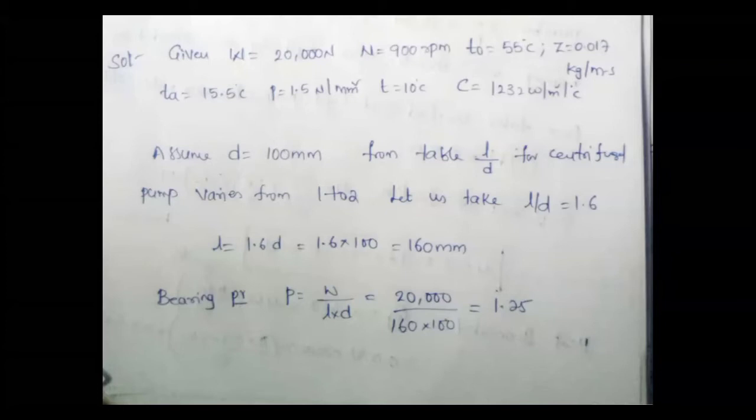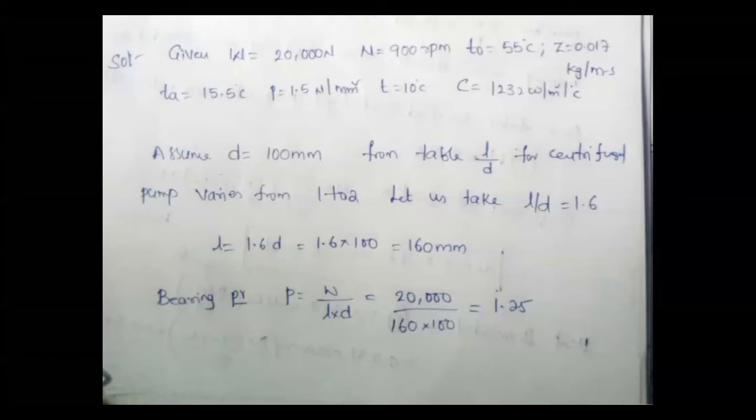And by choosing the value of D equal to 100, what is my bearing pressure value? My bearing pressure value is 1.25. So it is within the limit of 1 to 2. Right. So I am not exceeding my value. I have taken my bearing pressure value within the limit only. By taking D equal to 100, my bearing pressure value is 1.25, so that my D value is safe. My assumption is correct.